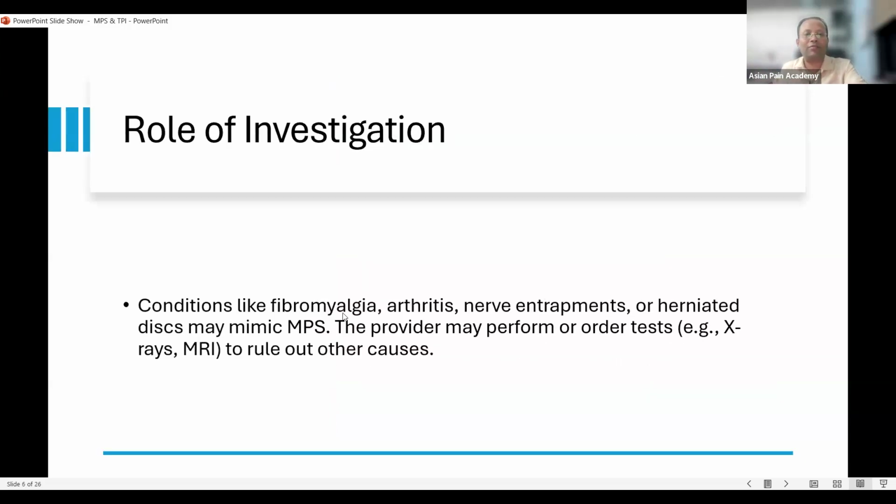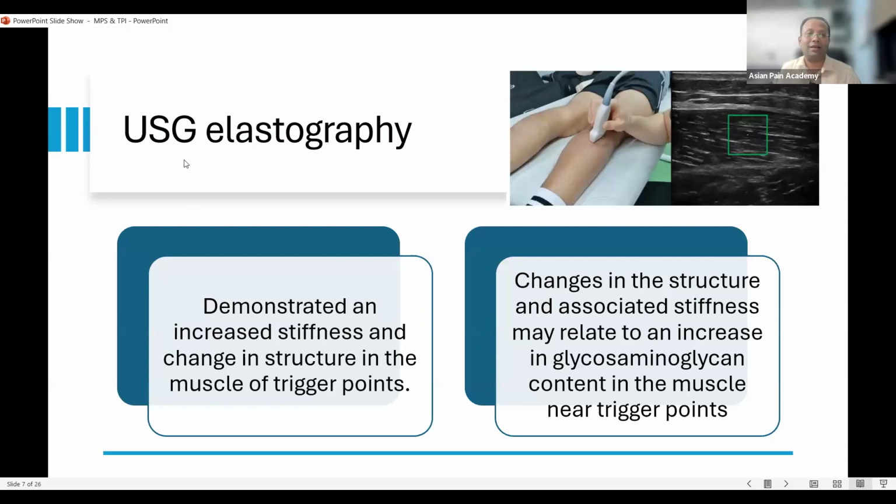Conditions like fibromyalgia, arthritis, nerve entrapment, or herniated disc may mimic myofascial pain syndrome. So these are differential diagnoses. You have to examine and find negative points, that it is not a case of fibromyalgia, and this is a case of myofascial pain syndrome. You may go for X-ray, MRI to rule out other diseases. USG elastography is an experimental investigation. Nobody does it that way.